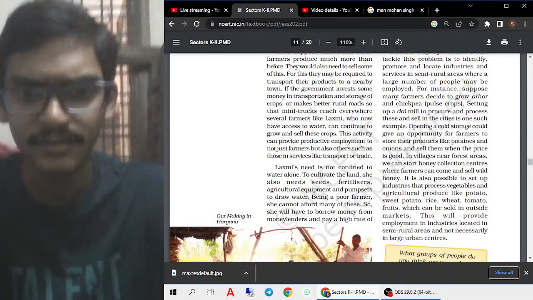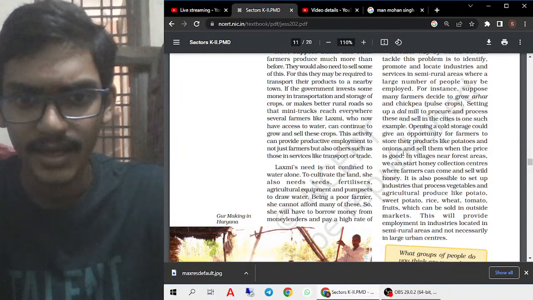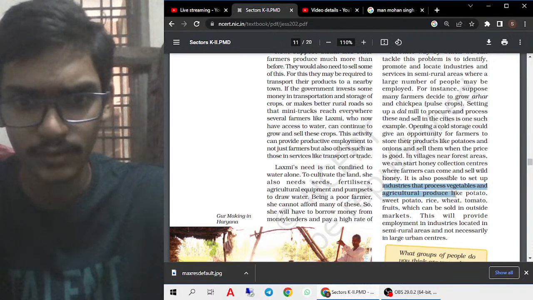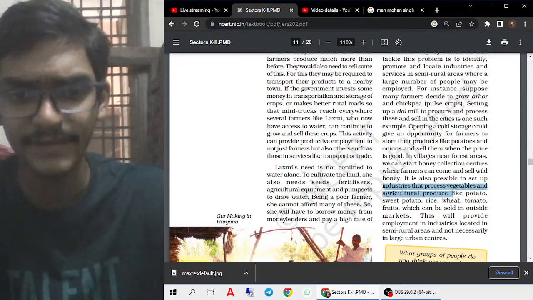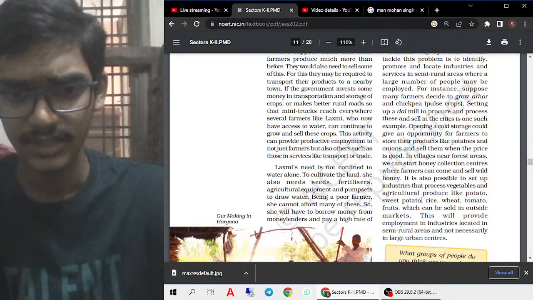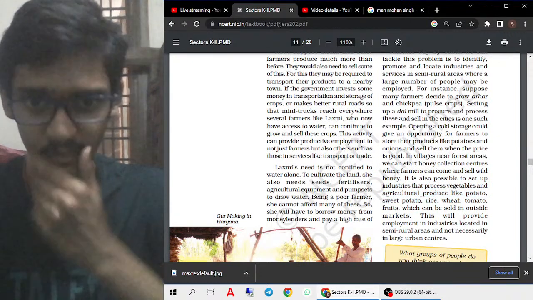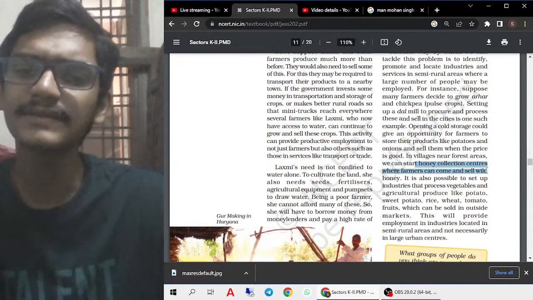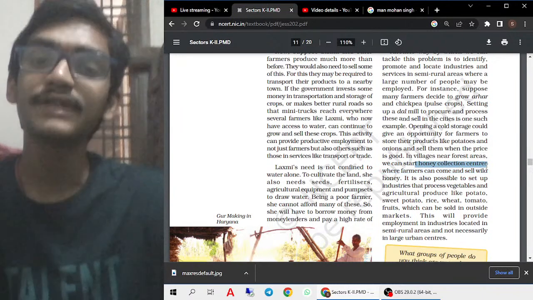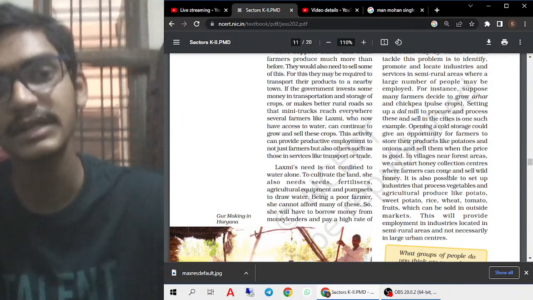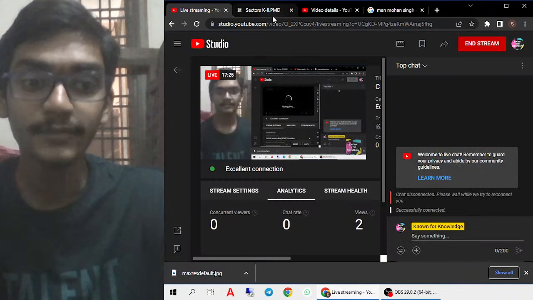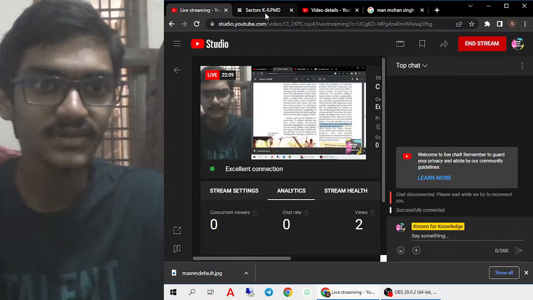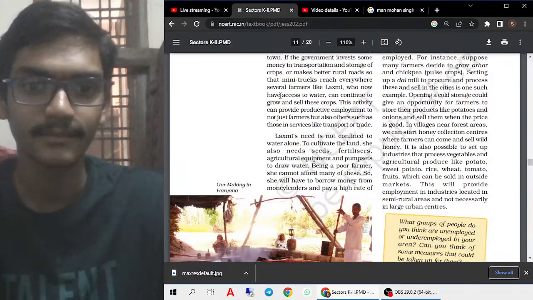And there should also be cold storage areas opened and small scale industries set up that will process vegetables and agricultural products like potatoes, tomatoes, wheat, rice, sweet potato and everything. Then you can also start honey collection centers. So all these things will help in creating job opportunities for the people, and job opportunities also help in the economic development of the country. So that you must try to understand from this. Okay?